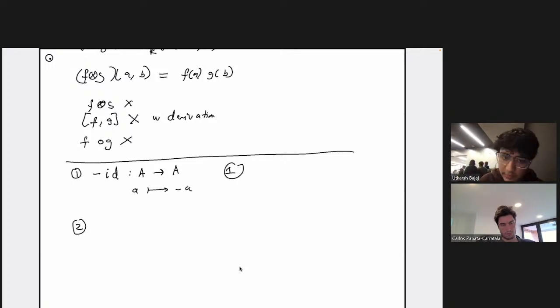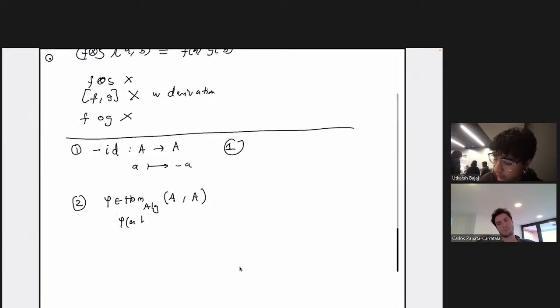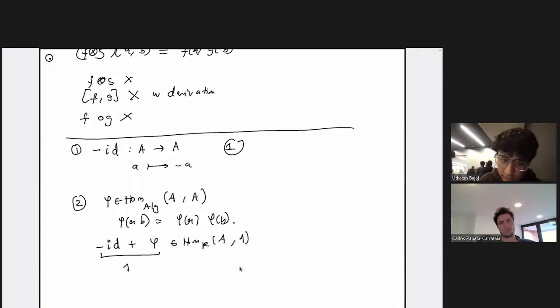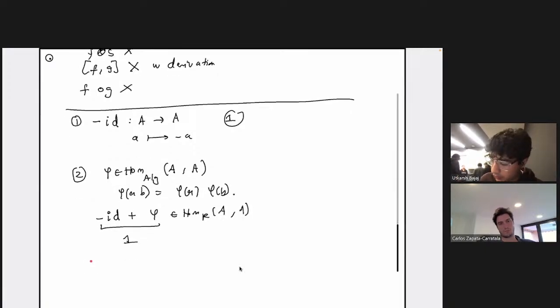The second nice fact that I have is that if phi is an algebra homomorphism, so it's a vector space homomorphism, a linear map, and it also respects the multiplicative structure, then minus identity plus phi is a linear map, since the sum of two linear maps is a linear map. And also this is a derivation of weight one. We can work this out very quickly.